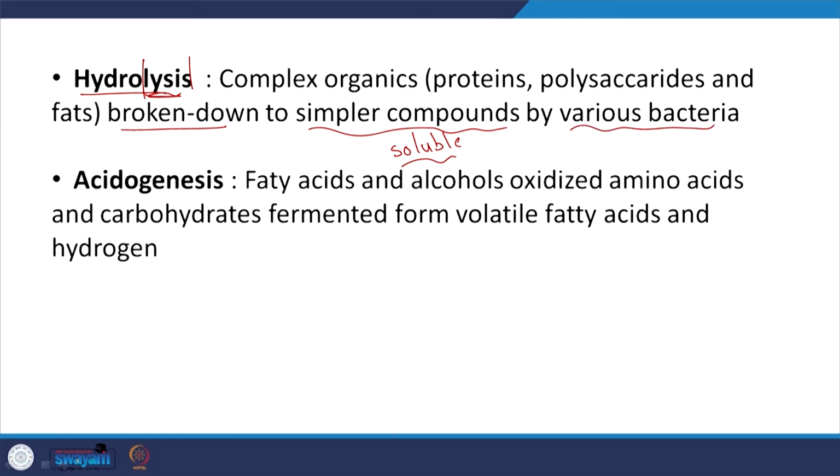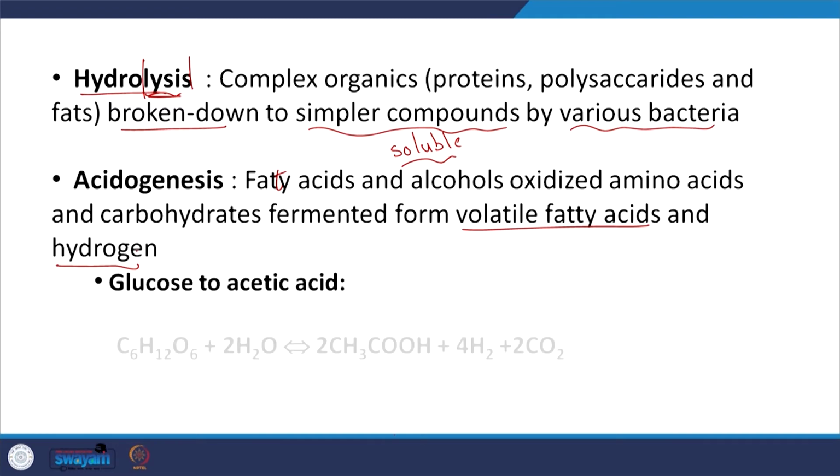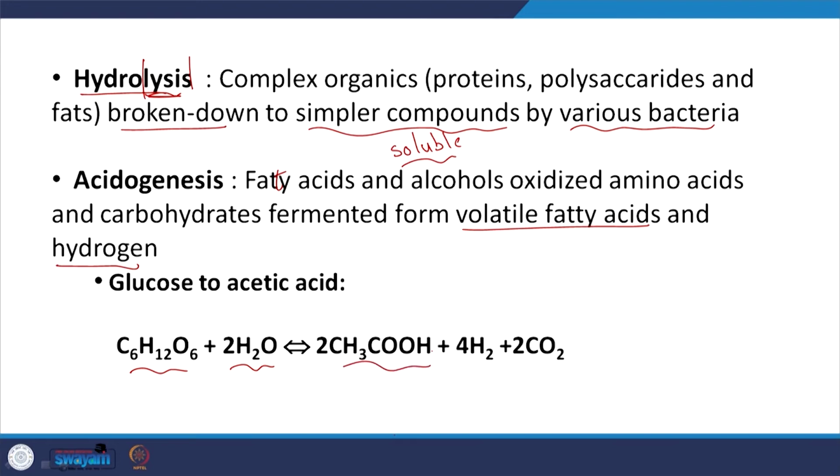And acidogenesis, what do we have? Fatty acids and alcohols are oxidized, and amino acids and carbohydrates are fermented to form volatile fatty acids and hydrogen, right. For example, glucose to acetic acid, this is one particular example, but this is directly with respect to acetic acid formation. We could have chosen a better example too. Let us look at that, we will come back to that.